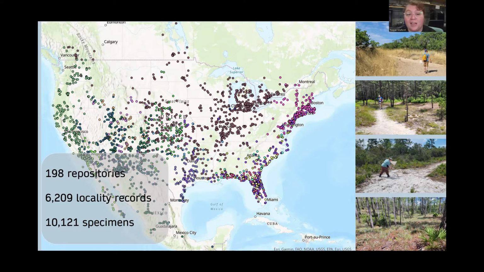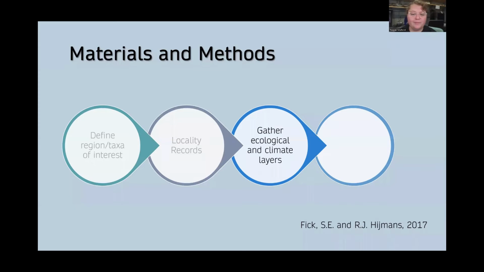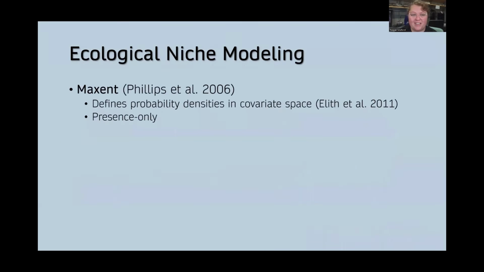Our next step was to gather ecological and climate layers, and for this we used WorldClim's BioClim dataset as well as WorldClim's elevation dataset. Finally, we did some niche modeling, and this is the fun part. For this, we used MaxEnt, or maximum entropy, which we used because it is focused on presence-only data, which museum data uniquely is, only presence data.